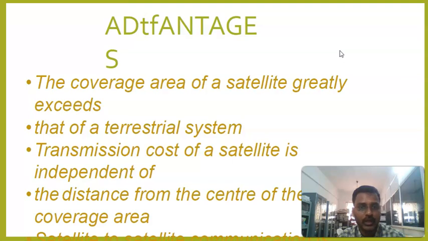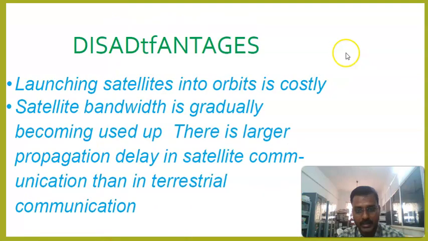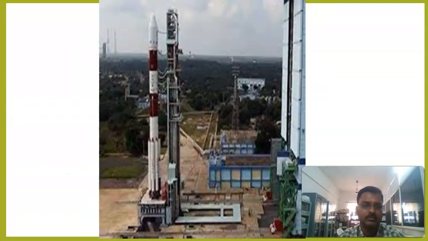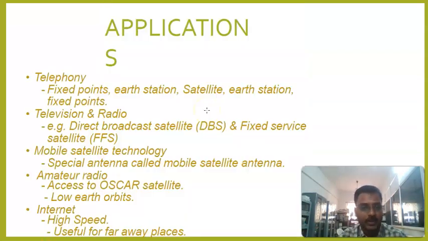If we move further to advantages, the coverage area of the satellite greatly exceeds that of a terrestrial system. The transmission cost of the satellite is independent of the distance from the center of the coverage area. Disadvantages: launching the satellites into orbit is costly. These are some of the diagrams. Propagation delay in satellite communications and then interference in communications. This is the satellite which we launch.